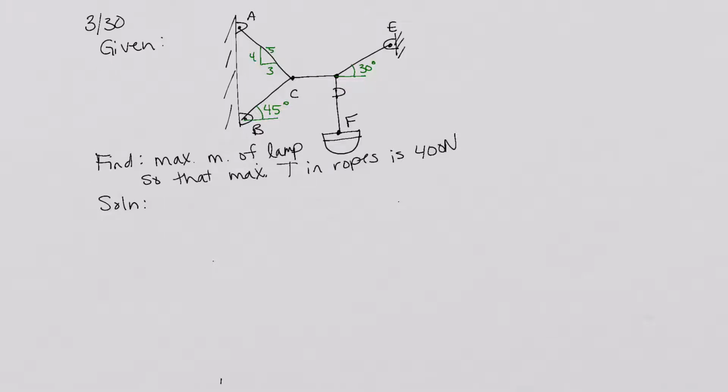So this is problem 330 out of the textbook. This is again another coplanar force problem. With this one we have to determine the maximum mass of the lamp that the cord system can support so that no single cord develops a tension exceeding 400 newtons. So first we're going to start with a free body diagram.